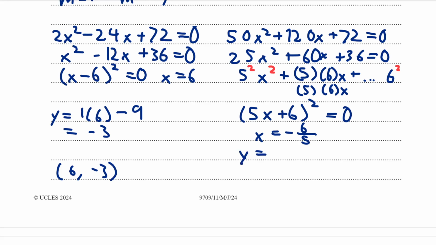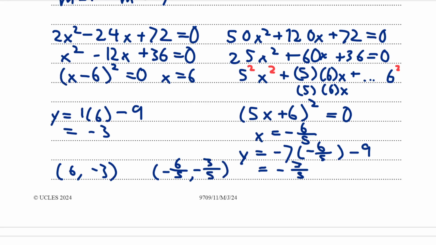y equals negative 7 times negative 6 over 5 minus 9, and this is equal to negative 3 over 5, because this will be 42 over 5. 42 over 5 minus 45 over 5 is equal to negative 3 over 5. So the other point will be (negative 6 over 5, negative 3 over 5). And that's how you solve this quite difficult question.